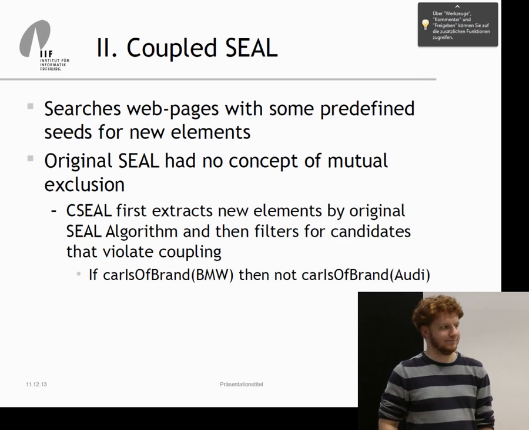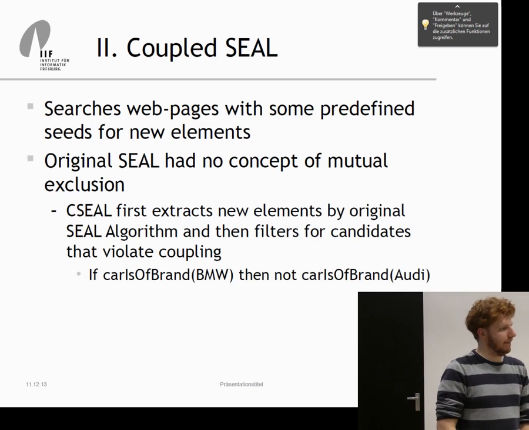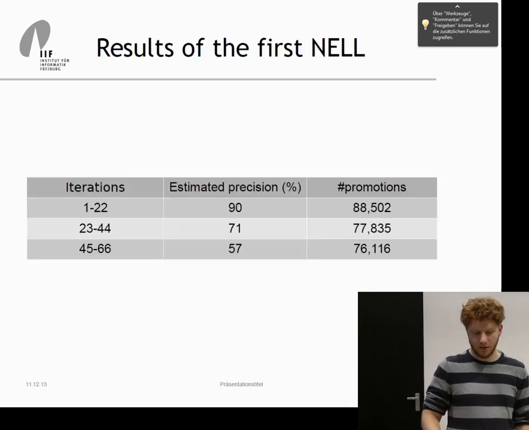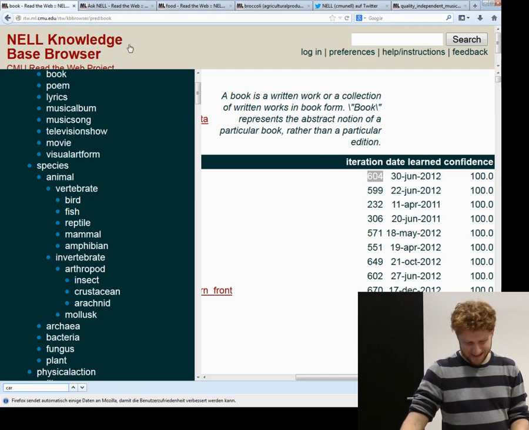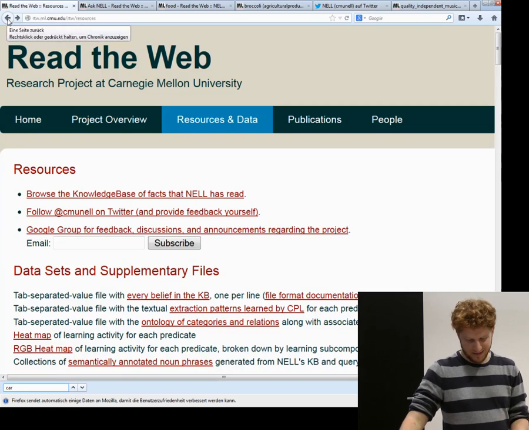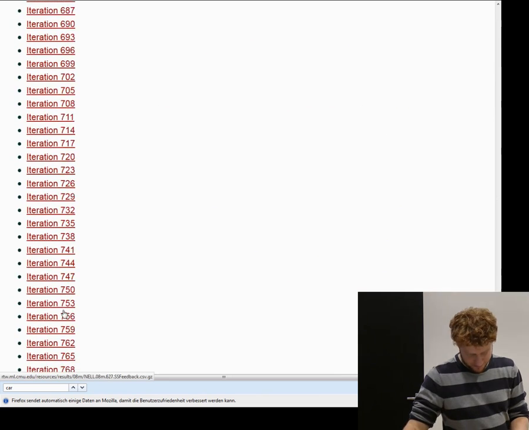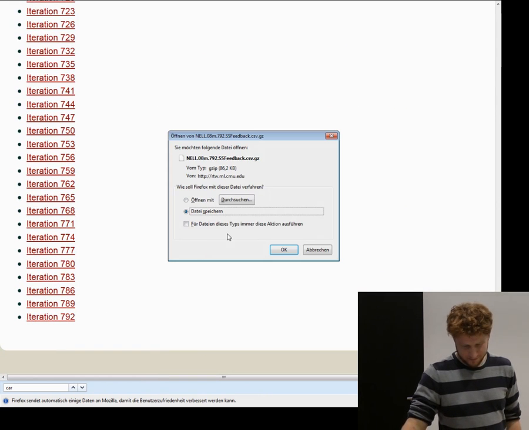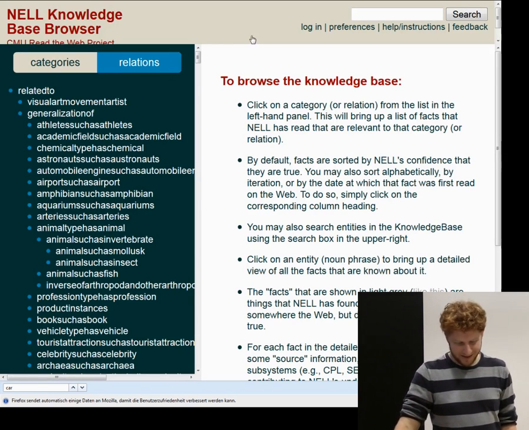No further questions? So how large is NELL right now? I mean, how many facts are in there? Right now, I don't know exactly, but we can look. I didn't look for it. I don't know how many there are.